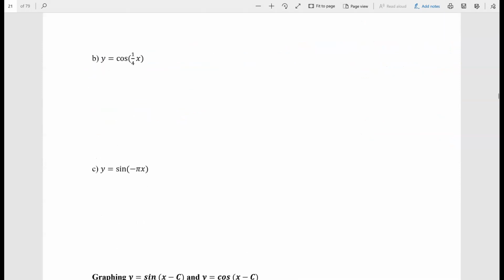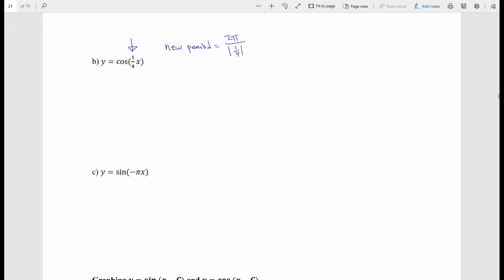Okay, now let's try this one. Let's say you want to graph y equals cosine of 1/4 x. You can see that there's a 1/4 there, so there's an amplitude change. I'm sorry, a period change. So the new period is going to be 2 pi divided by the absolute value of 1/4, which is basically 1/4. So then this is going to give me 8 pi.